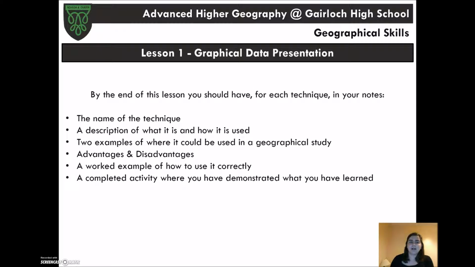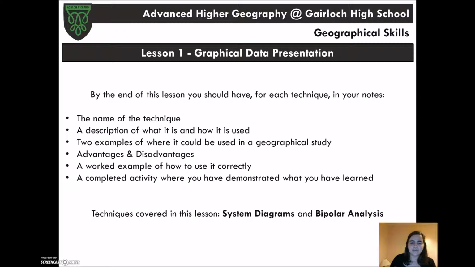And then finally we'll have an activity. This is the activity that we'll use to base our discussions in class and to go over in class. It's just basically a little test of how you've picked up on that worked example and how you've understood the whole thing. Some of them tend to be a lot easier than others, so some of them might be quite simple. So in this first lesson on graphical data presentation, we're going to be looking at two things: systems diagrams and bipolar analysis.